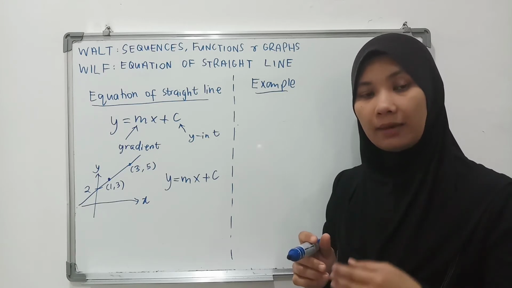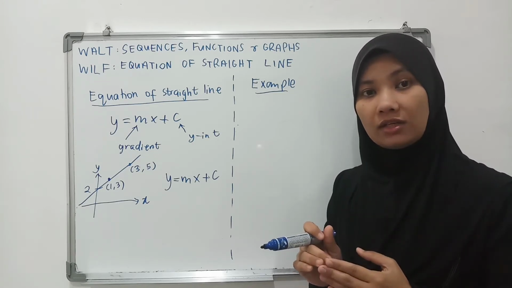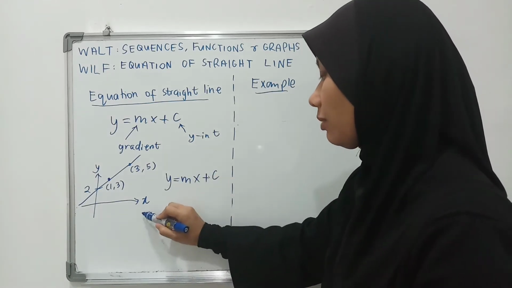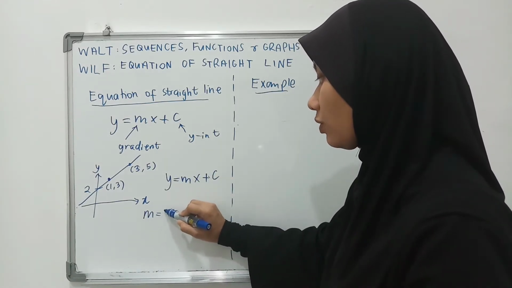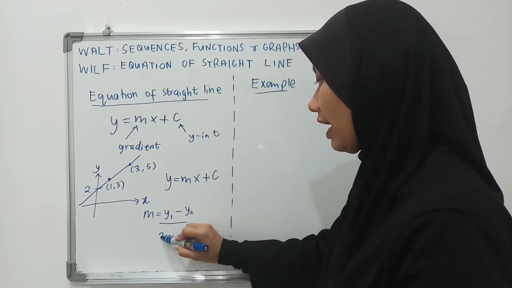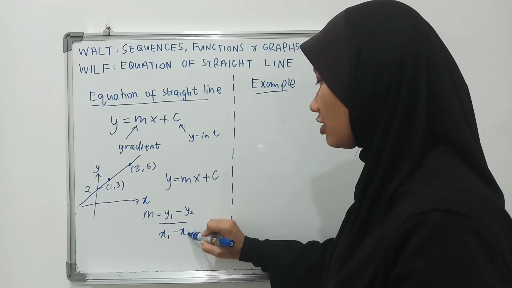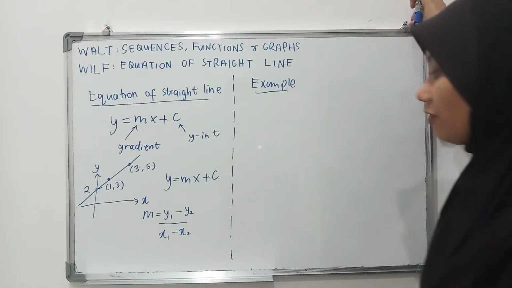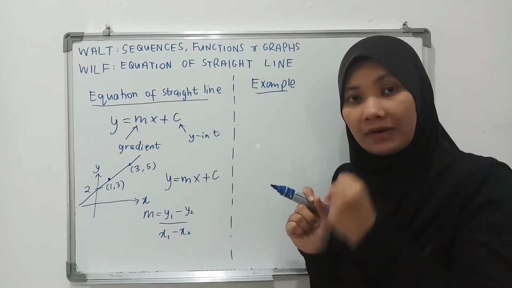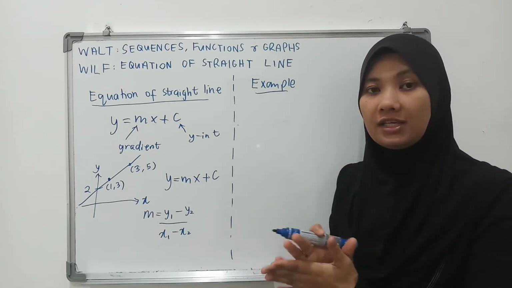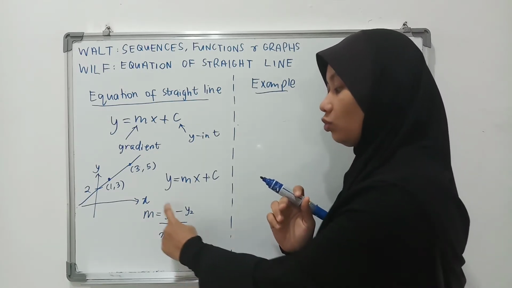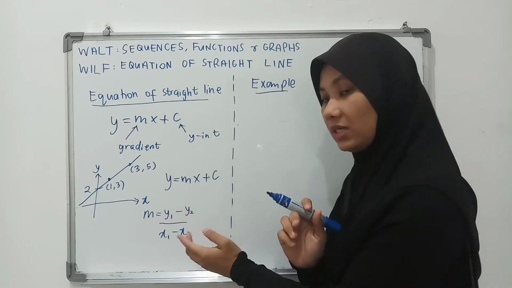Okay, so we recap a bit. What is the formula of finding gradient? The formula of finding gradient is just equals to y1 minus y2 over x1 minus x2. That is the formula of finding gradient, not the equation of gradient, where we need to have 2 pairs of coordinates and you just key in inside.